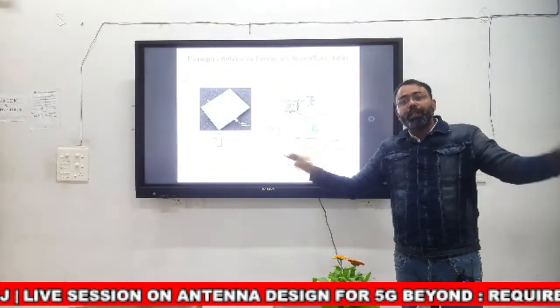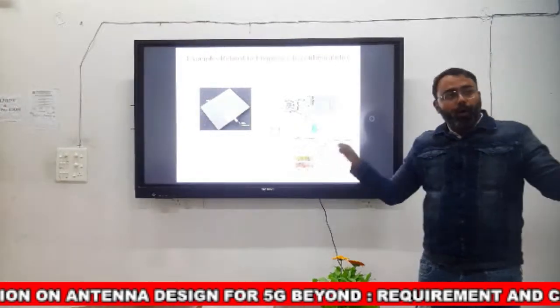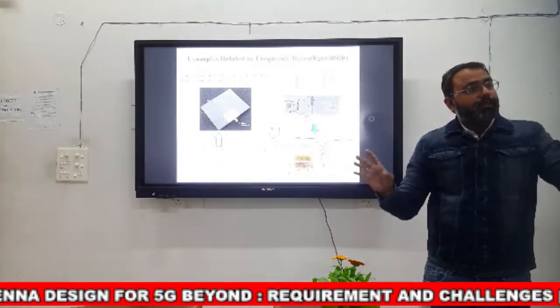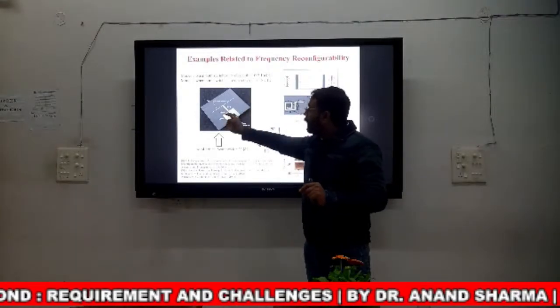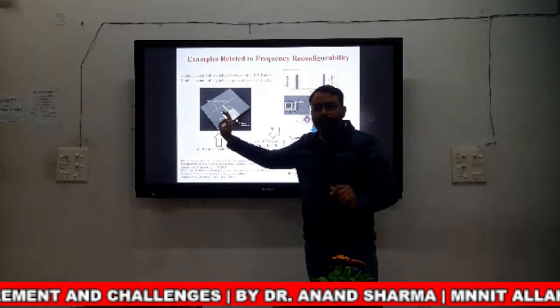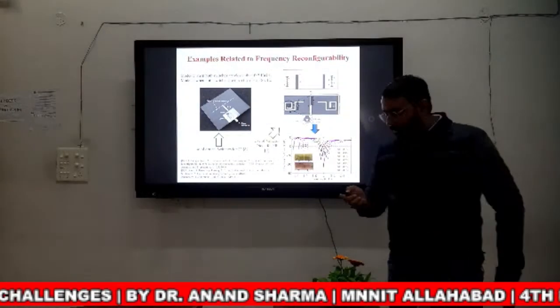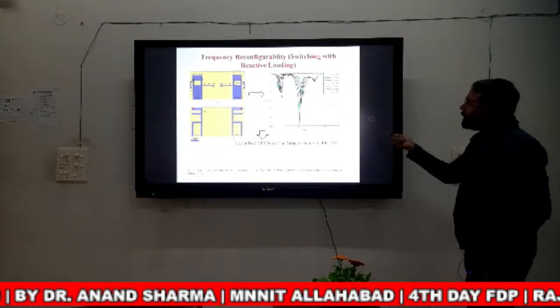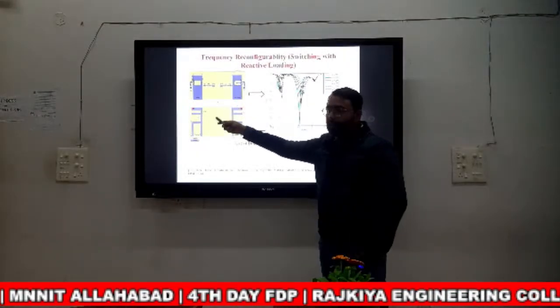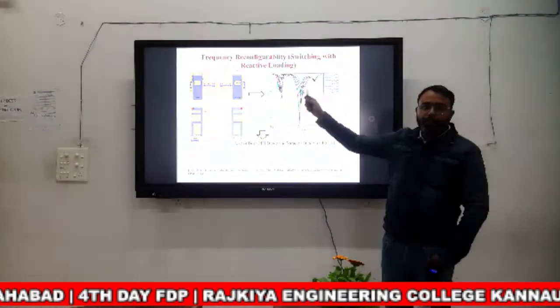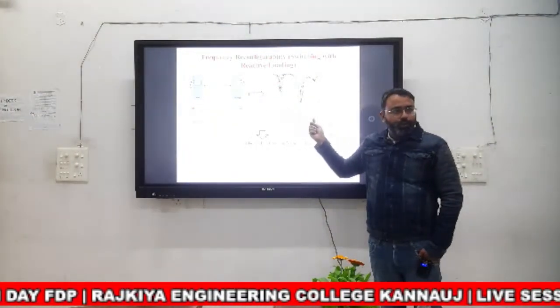There is no change in the structure. Only we are changing the reverse bias voltage. Similarly, here we are doing the PIN diode on and off. Now this is the combination of these two, where we are using the PIN diode as well as the varactor diode to switch the band as well as to change the frequency.